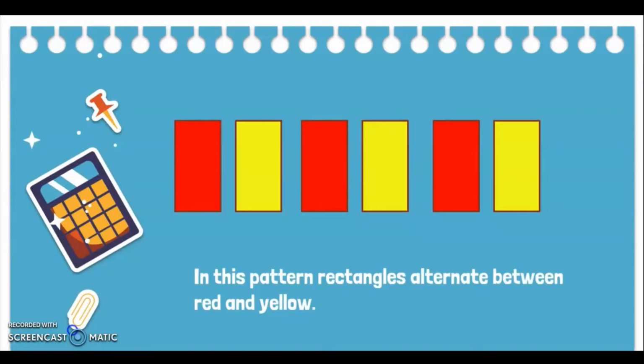Look at this pattern. It begins with a red rectangle followed by a yellow rectangle. Next is red and another yellow, and red and yellow. It is doing the same thing over and over again. What special rule does this pattern follow? Well, rectangles alternate between red and yellow. Do you see that the rule tells us how the pattern works? In this pattern, rectangles alternate between red and yellow.